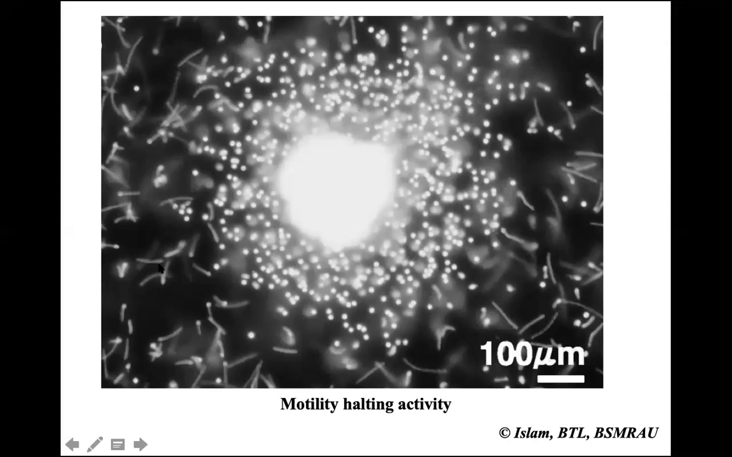But far from the particle, where the compound has not diffused, you can see the tracing of zoospore movements within 3 seconds; each line means a zoospore moved from one place to another. This crude mixture showed motility halting activity. Lots of zoospores passing through the particle encountered the diffused compound and stopped. But those at a safe distance are still moving normally. So this is the halting activity.